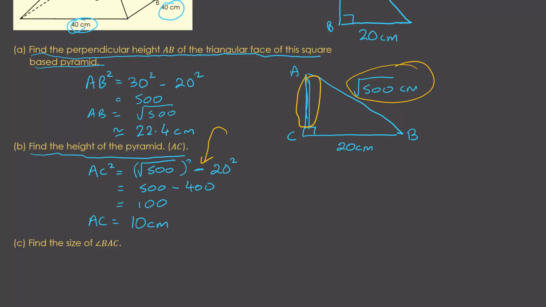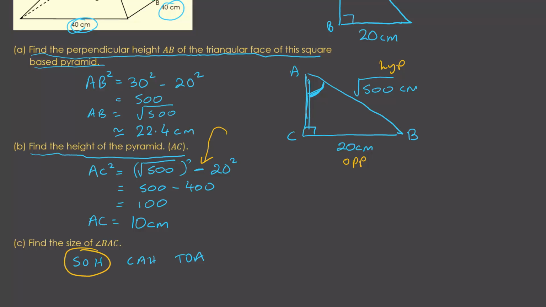Finally, we want the size of the angle BAC. So we're wanting this angle just here. Now, if we look at that as the reference angle, this side is the opposite. This one is the hypotenuse. So, SOH CAH TOA, opposite and hypotenuse means sine.